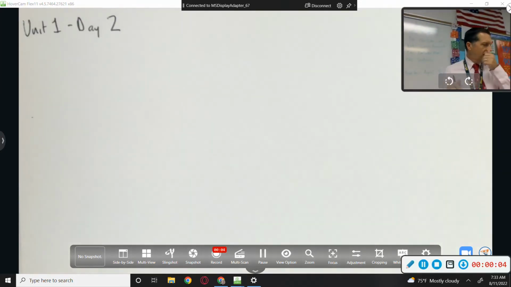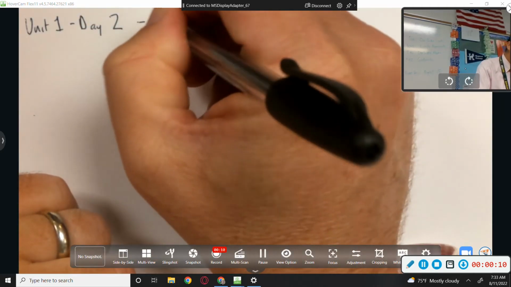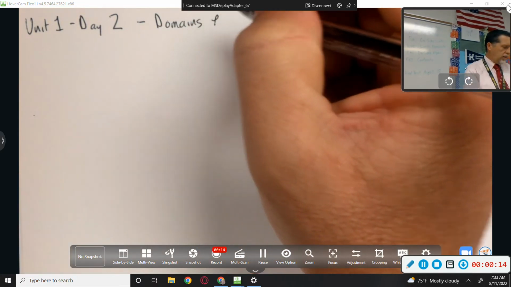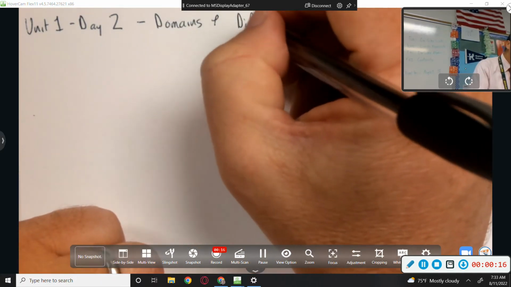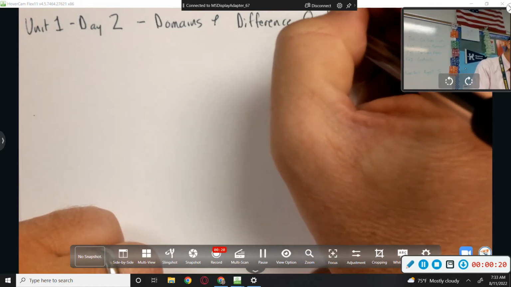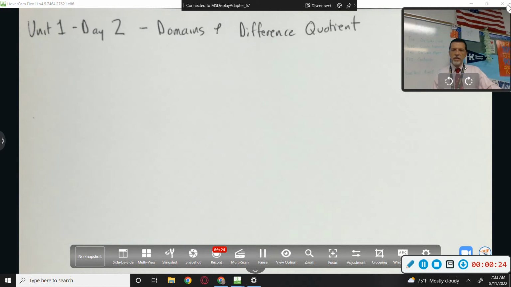All right, Unit 1, Day 2. So it's still Worksheet 1, but the second half of Worksheet 1. Today is going to be about domains and the difference quotient. Domains and the difference quotient. Those aren't really related, but they're both easy enough to stick into one lesson.